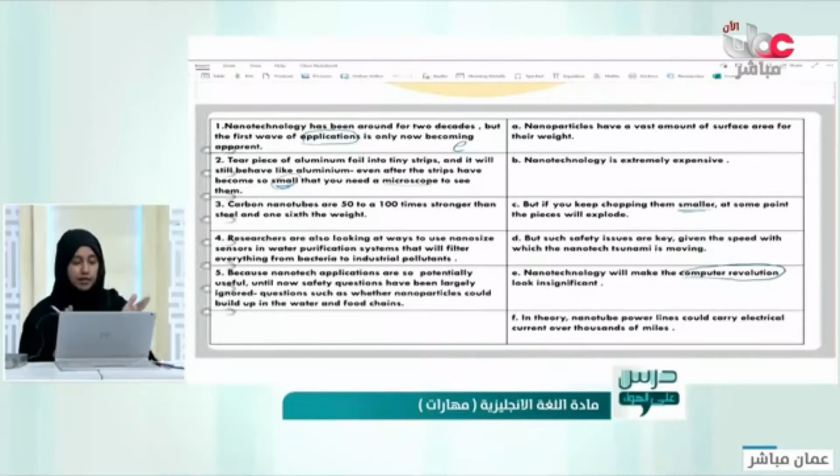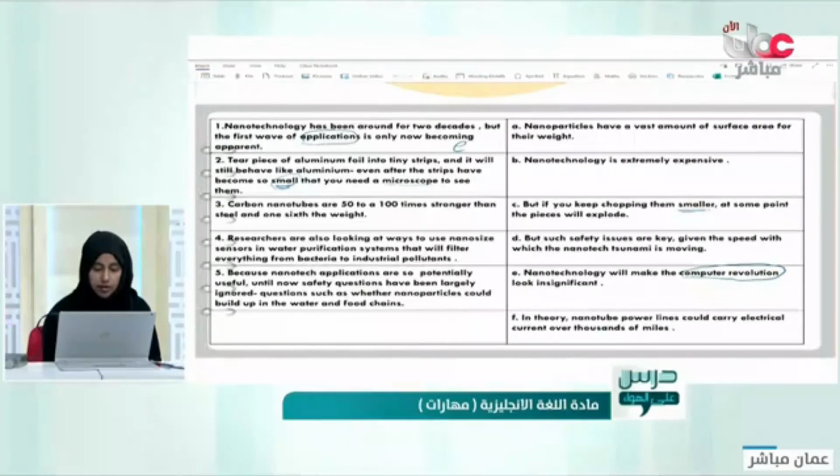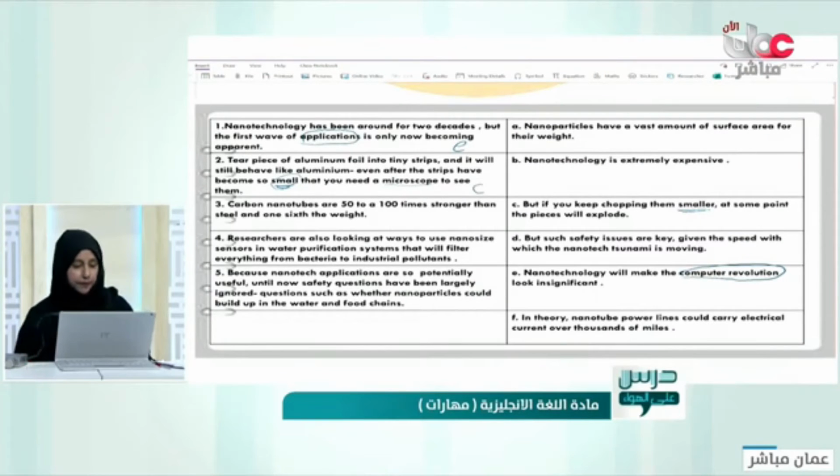So here, regarding the second sentence, we have a relationship between them. Something small, and they also complete the sentence. But if you keep chopping them, so here they have already started to put them in smaller and smaller pieces, we have an opposite sentence. If you keep chopping them smaller, it will what? Explode. See, so here the correct answer is C. Let's move to the third one.